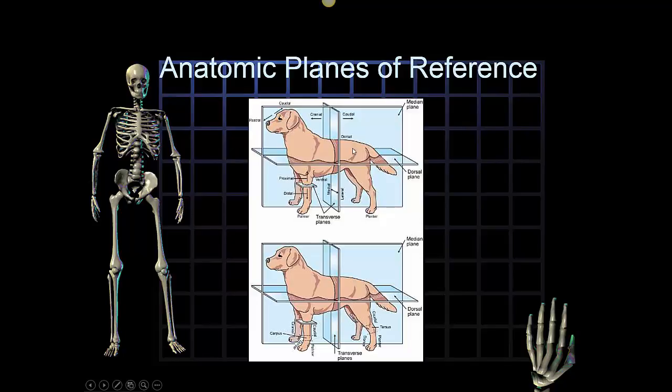So first off, we're going to go with cranial and caudal. So from this transverse plane right here, if you go towards the head, that's going cranial. So anything that's pointing towards the head is cranial. Anything that's pointing towards the tail is caudal. So if we talk about the cranial end of the dog, it would be in front of the transverse plane. The caudal end of the dog would be behind the transverse plane.